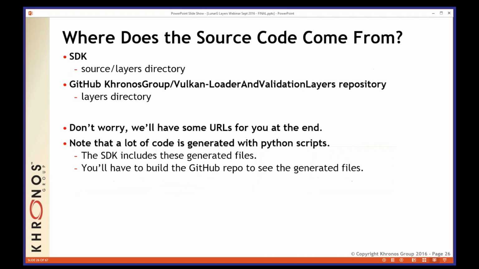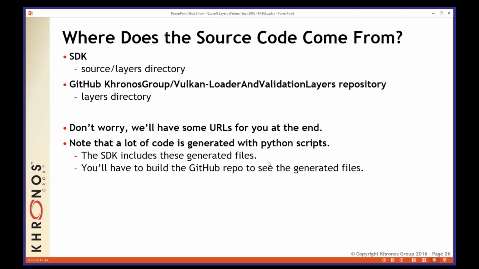So where does the source code come from? Just a quick orientation, since we're going to be looking at a lot of code in the next few slides. I just want to tell you where it comes from. One place you can look at it is in the SDK. There's a source layers directory in the SDK. You can also go to the GitHub repo, and there's a layers directory in there.